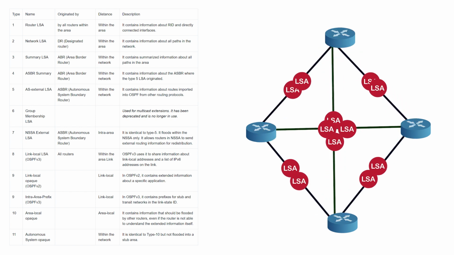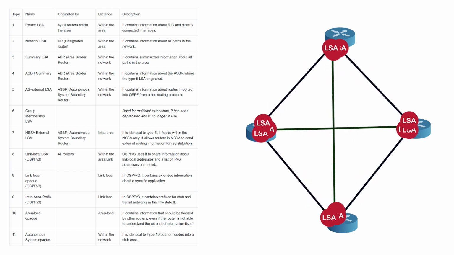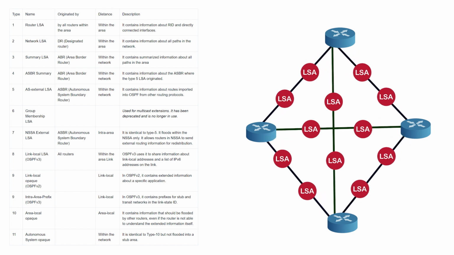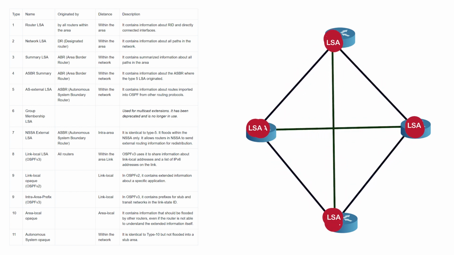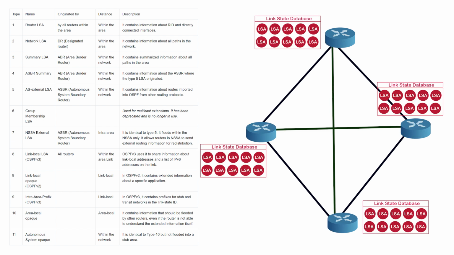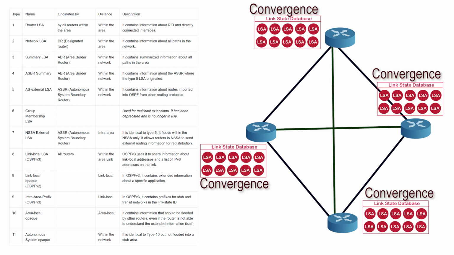LSA flooding is a process that OSPF routers use to share and learn all required LSAs. During this process, all routers collectively advertise all known LSAs to one another. At the end of this process, every router on the network has all the required LSAs. Convergence is the state in which all OSPF routers are aware of all LSAs.